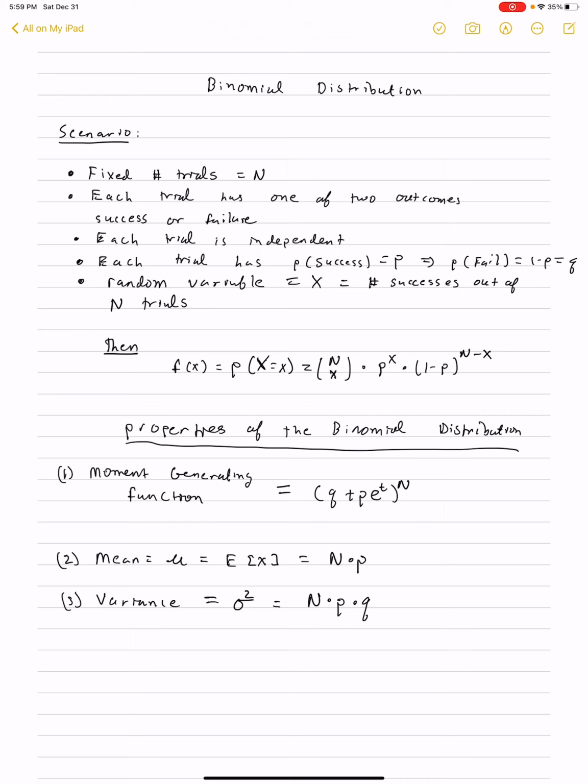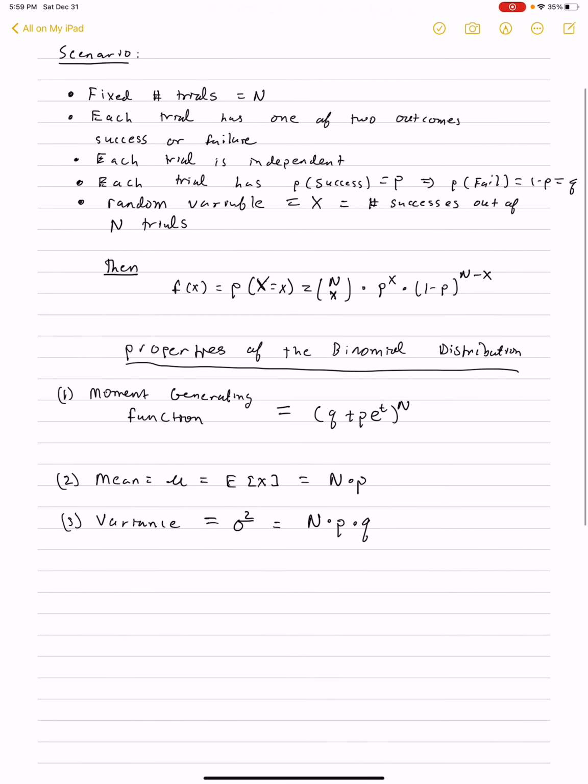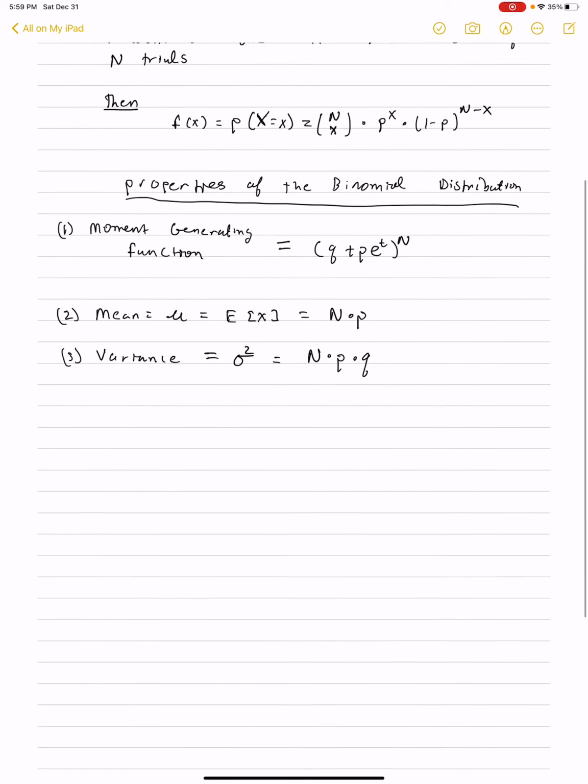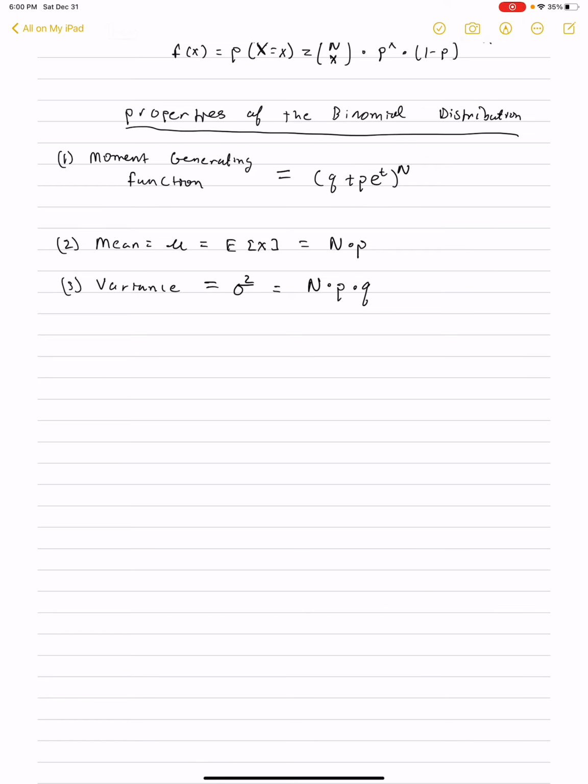And a few properties of the binomial distribution. The first is that the moment generating function is (q plus p e to the t) to the power of n. The mean, or expected number of successes, is n times p, and the variance is npq. I won't prove property 3, but I will prove property 2 and tell you how you could prove property 3 if you wanted to. So let's prove a few of these things.